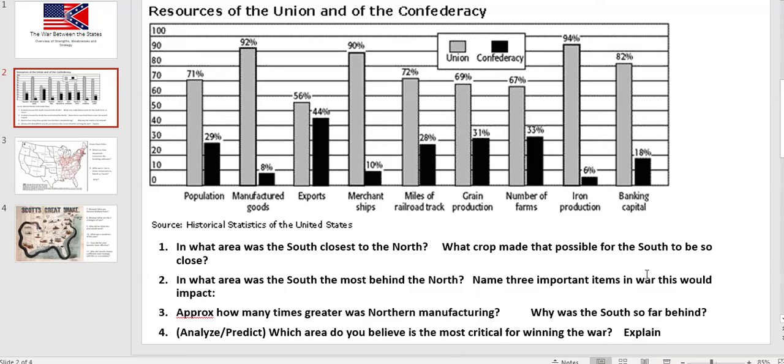Name 3 important items in war this would impact. Iron, okay. Cannons, railroads, machinery for factories.